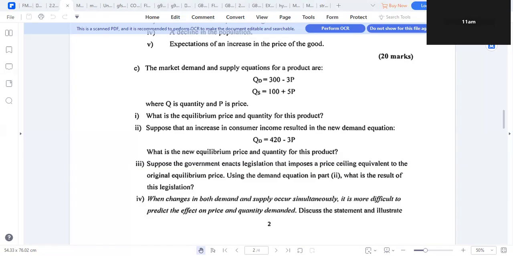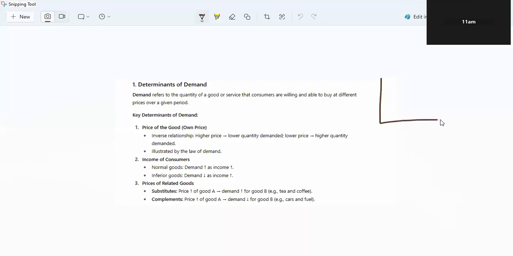So what are some of the determinants of demand? We have key determinants of demand. What are some of the determinants of demand that we know of? Number one, we have price. Price is one of the key determinants of demand. So price has an inverse relationship with quantity demanded. As price increases, quantity demanded goes down. So this is what gives us what is called elasticity of demand.